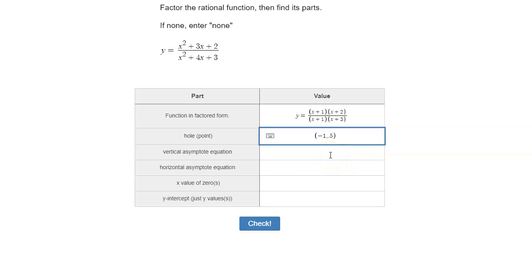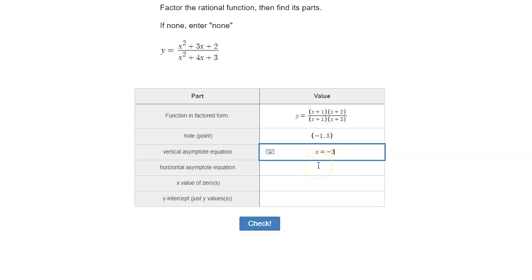Now, the vertical asymptote in this case is x is equal to -3. Okay, so what you're looking for is any factors in the denominator that are not also in the numerator. And when that factor, that term goes to 0 is when you have a vertical asymptote. So in this case, that's at -3.